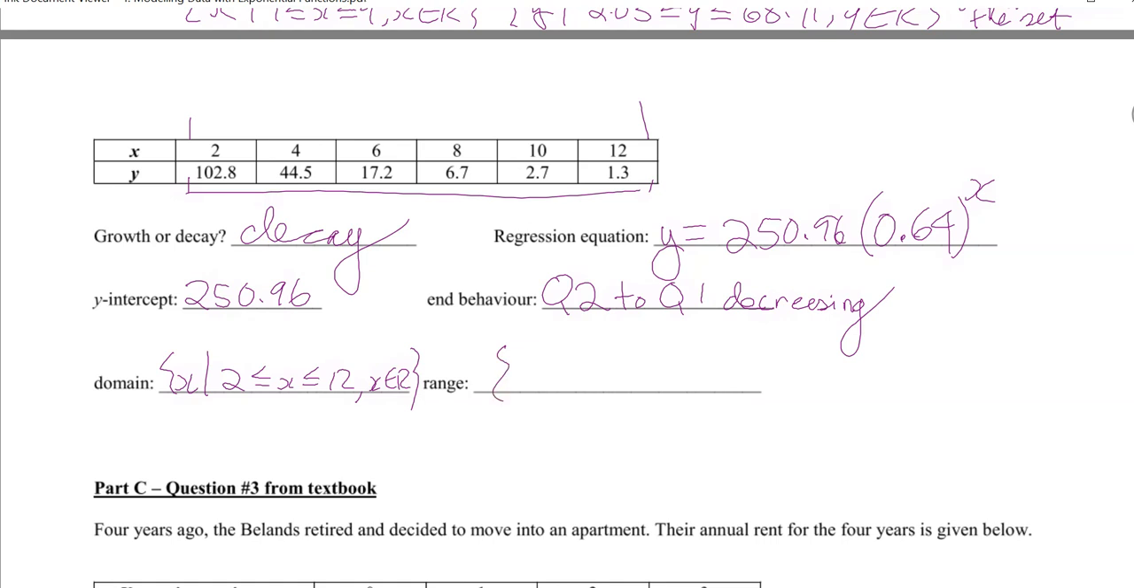And then the range would be from 1.3. So the set of all y, 1.3 is less than or equal to y, is less than or equal to 102.8. y belongs to the real numbers.